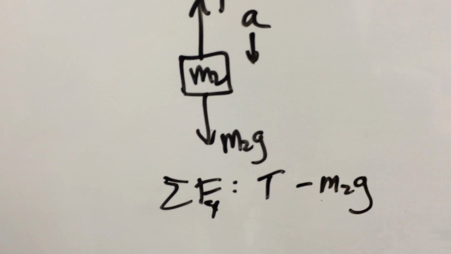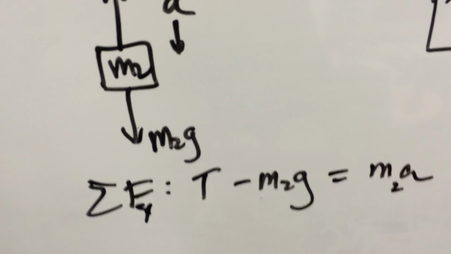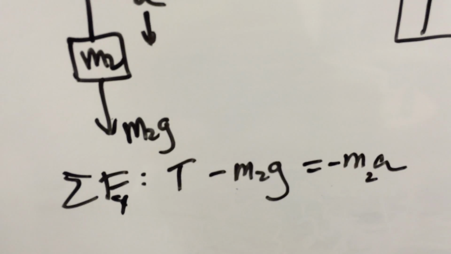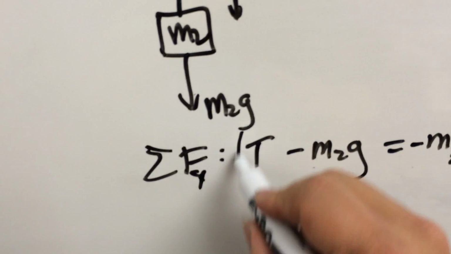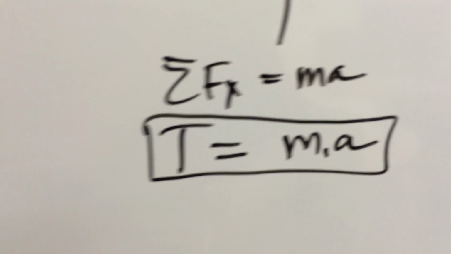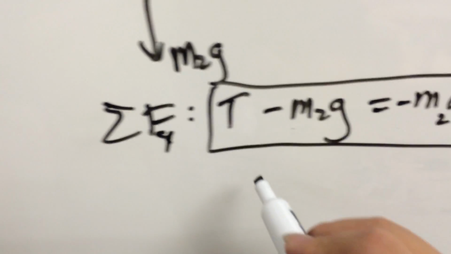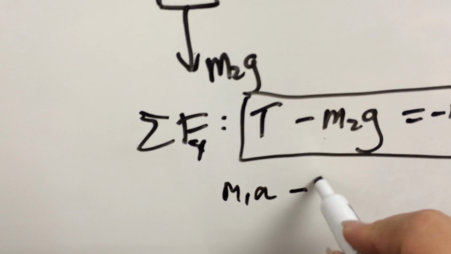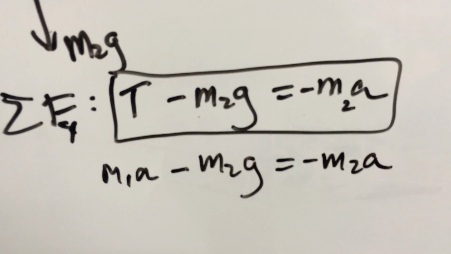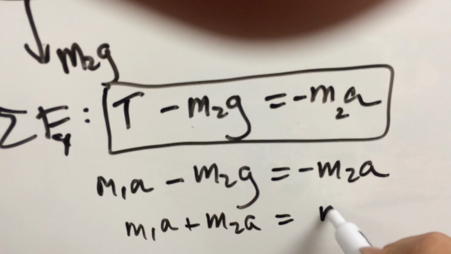So we put a minus sign in front of it. This is equal to ma, in this case m2a, and because the acceleration is downwards, we put a minus sign here. Now, we put a box around this one. That's all we can do with it on its own, but we notice that T up here has already been given a value of m1 times a. So we plug that in here, and we end up with m1a minus m2g is equal to minus m2a. Regrouping everything, we end up with m1a plus m2a is equal to m2g.